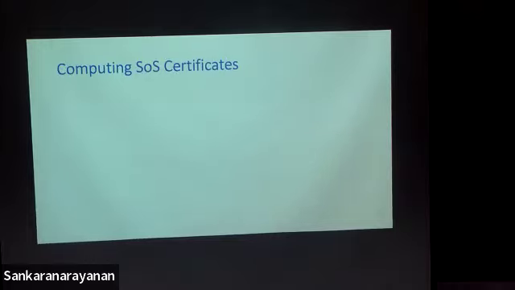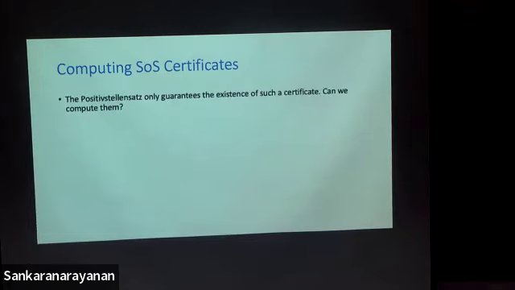Okay, now how do we compute these sum of squares certificates? This Positivstellensatz theorem only guarantees the existence of certificates. So the question is, how can we efficiently compute them? Or can we even compute them at all? Here we'll need to define a quantity called the degree of a certificate. The degree of the certificate is the largest degree in the polynomial decomposition in the sum of squares.